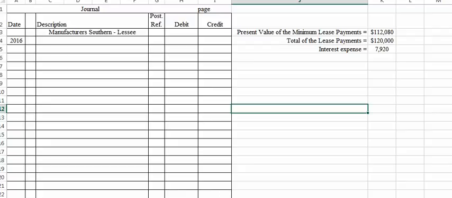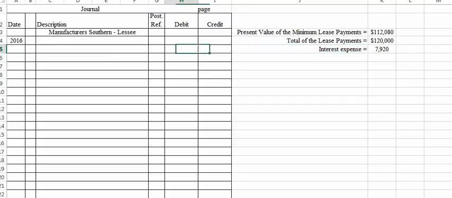Okay, we're now going to start through the journal entries that manufacturer Southern, the lessee in this case, would make for January 1st, 2016 through January 1st, 2017. Now remember, what we're dealing with here is a capital lease. What you're accustomed to is an operating lease. We looked at those in Exercise 15.1 and Exercise 15.2.